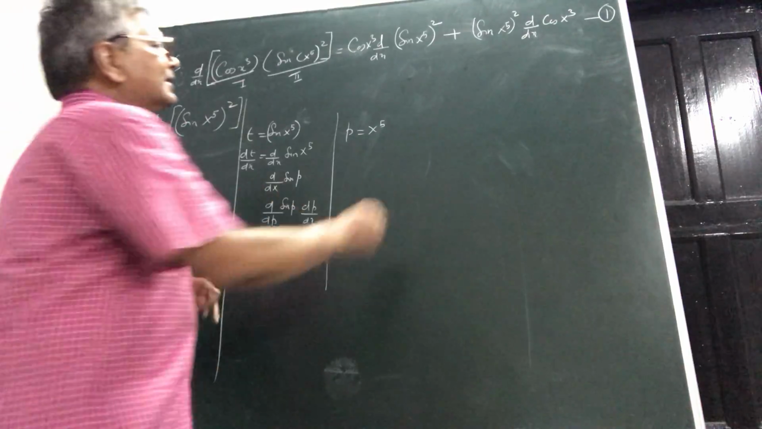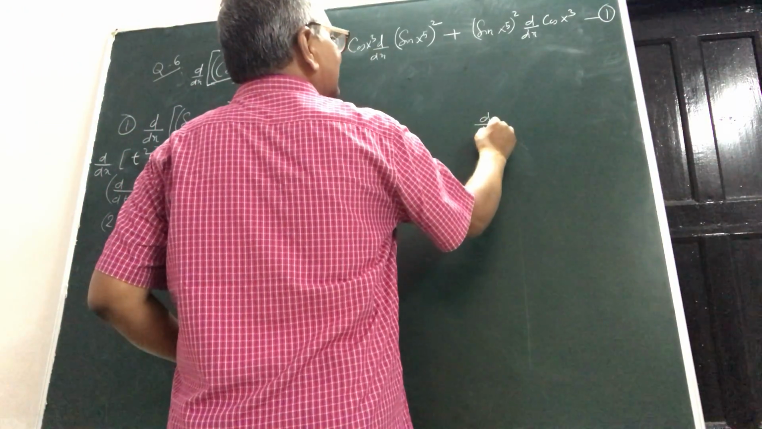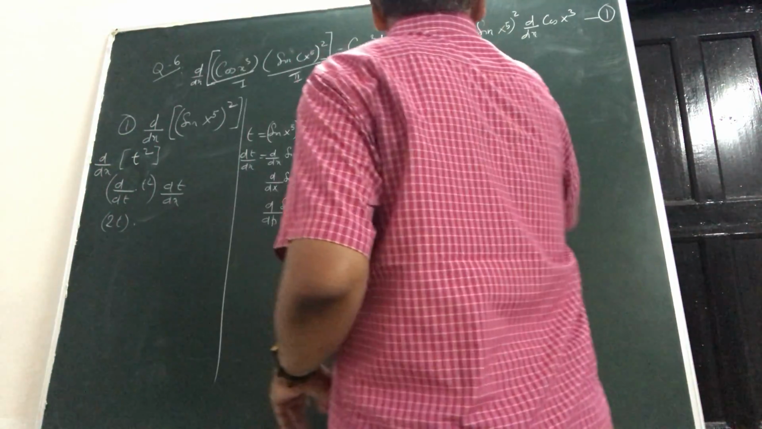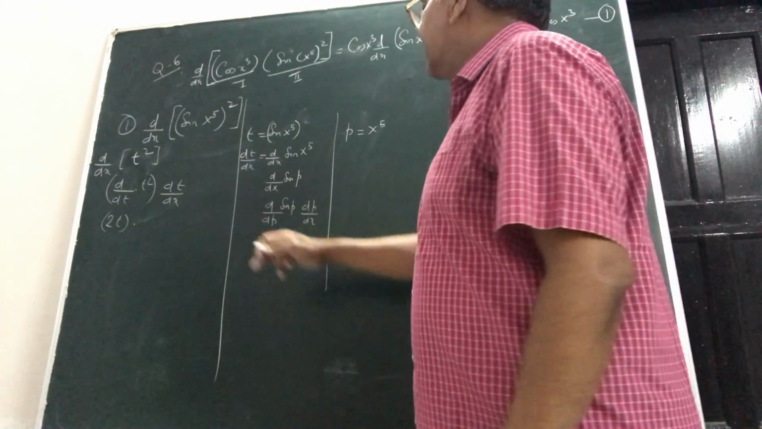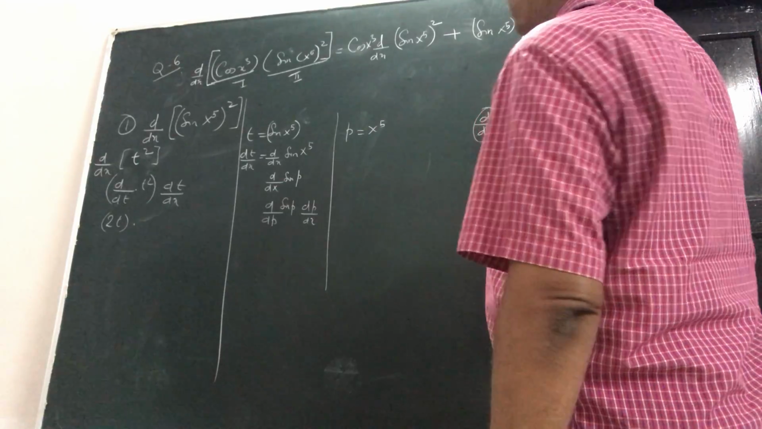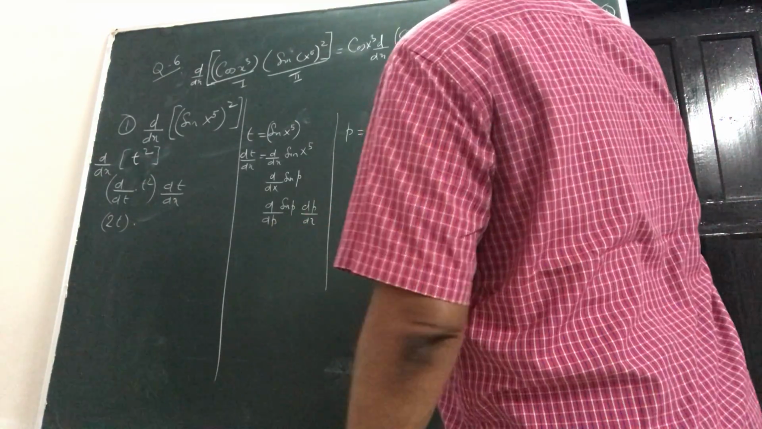This d by dx is one symbol. D by dp is one symbol. So don't take it like it is cancelling. But just for the sake of remembrance, you can understand.